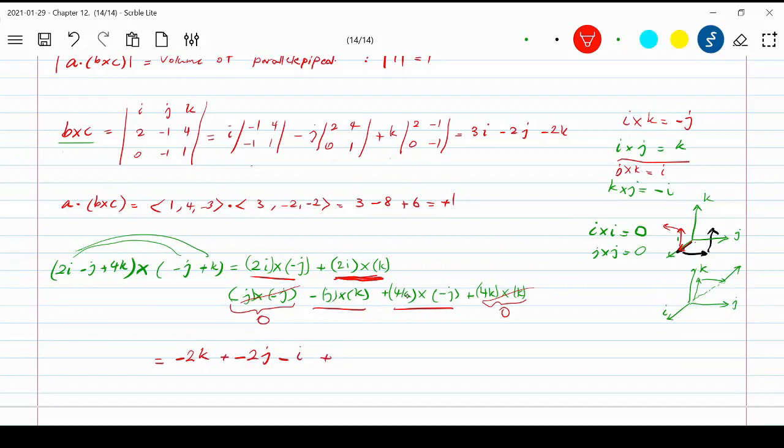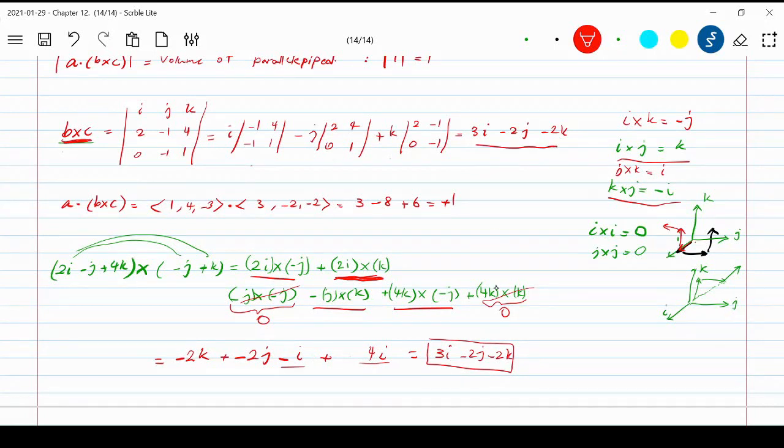And plus 4 K cross J would be again negative I. Here, K cross J, you have 4 times negative 1, so you get negative 4I. Simply becomes positive 4I. And if you add up these two, it will give you 3I. You have minus 2J minus 2K. This is another way to calculate that cross product that we did above, and the result is exactly the same thing.